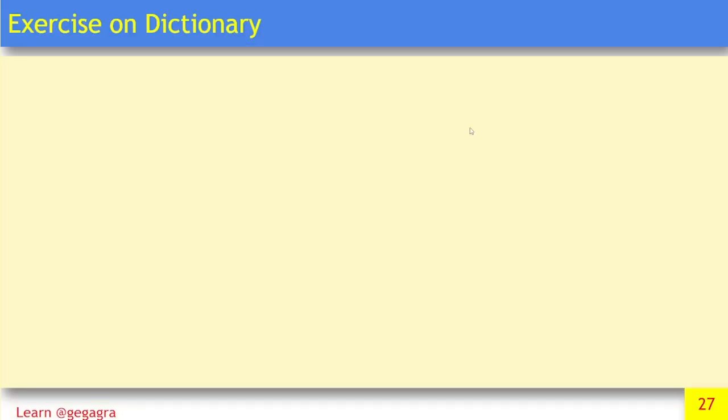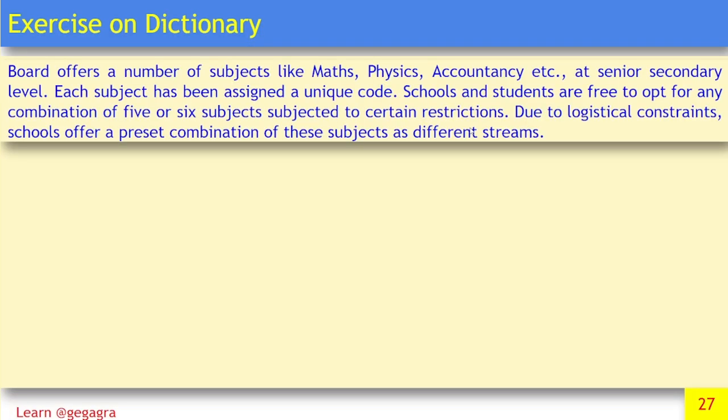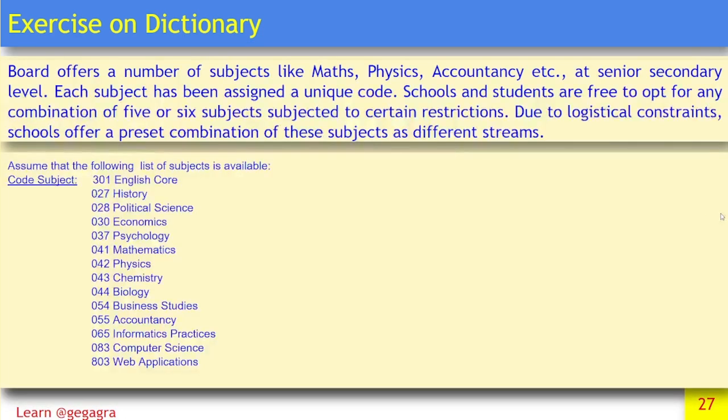See here, and here are the details. So there are the subject combinations. 301 is the code for English core, 027 history, political science, economics, psychology, mathematics, physics, chemistry, biology, business studies, accountancy, informatics practices, computer science, and web application.